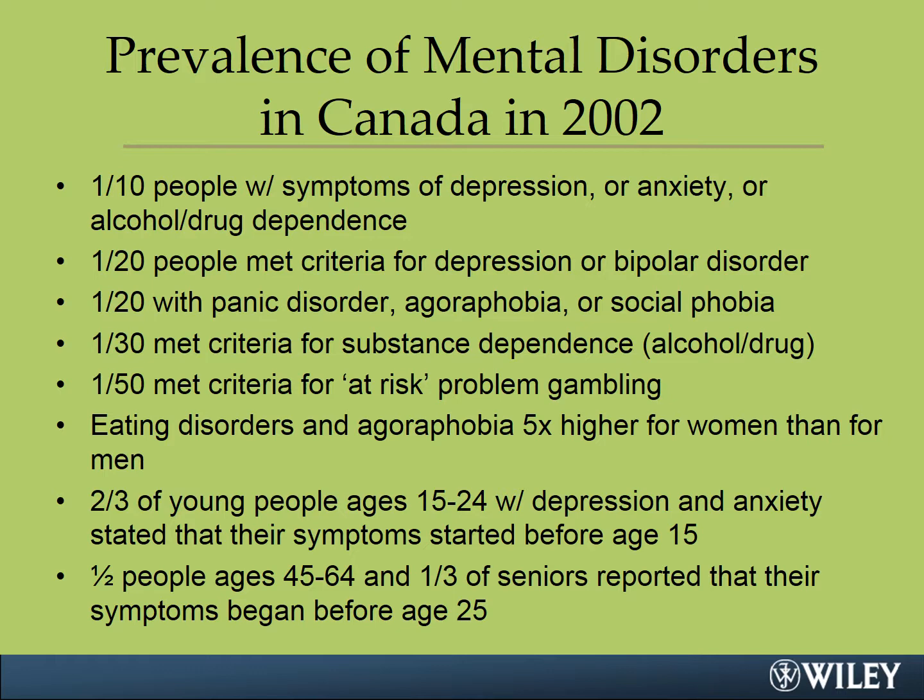Eating disorders and agoraphobia are 5 times higher for women than for men. 2/3 of young people ages 15 to 24 with depression and anxiety stated that their first symptoms started before age 15. Half of people ages 45 to 64 and 1/3 of seniors reported that their symptoms began before age 25.